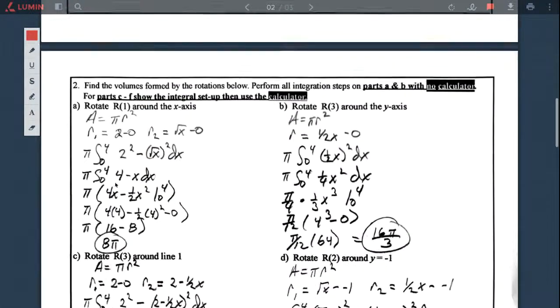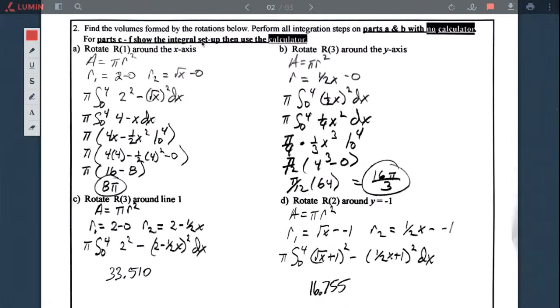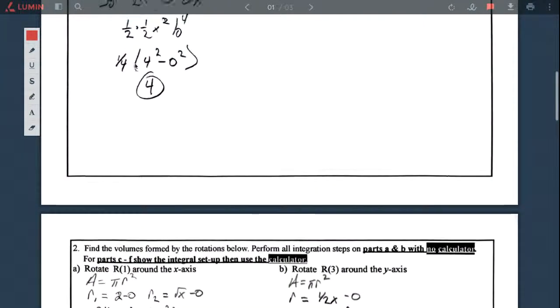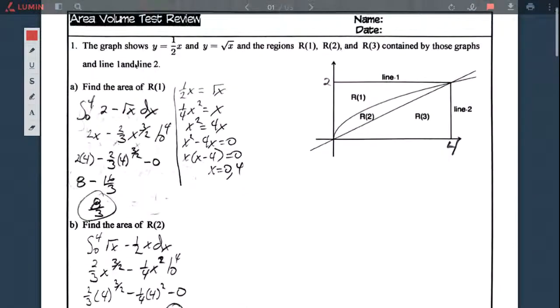So there's number one. Number two, we're doing rotations. On A and B, we're doing it without a calculator. On everything else, we're doing it with a calculator. So R1 around the x-axis. With rotations, remember, we're always going to use A equals pi r squared. So we're doing R1 around the x-axis.